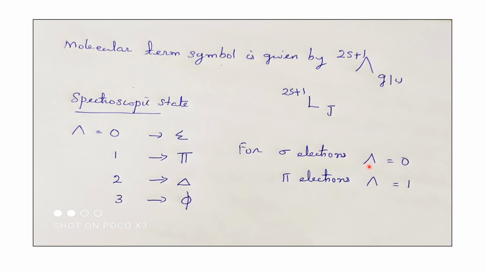Capital lambda is the summation of all small lambda values. That is, capital lambda is equal to sigma of lambda i. This lambda can take up only two values. That is, lambda equal to lambda 1 plus lambda 2 and lambda equal to lambda 1 minus lambda 2. The total spin angular momentum is S is equal to sigma of s i.